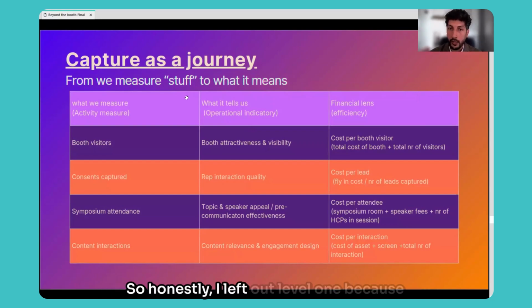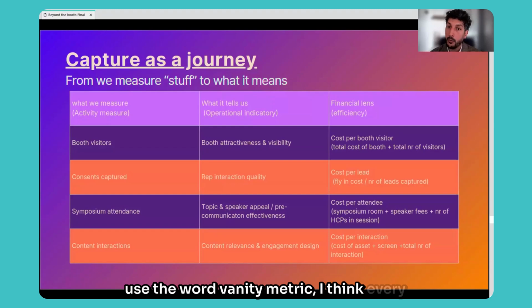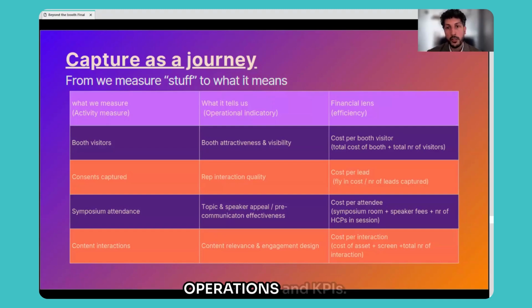So honestly, I left out level 1 because it's really something I hate and I cringe on. When people just say, we had the best coffee, or we distributed that many coffee cups, I don't care. You should always be at a measurement level where you at least do this. So I always break it down into activity measure. So I never use the word vanity metric. I think every metric has importance, but there's a difference between activity, operations, and KPIs.